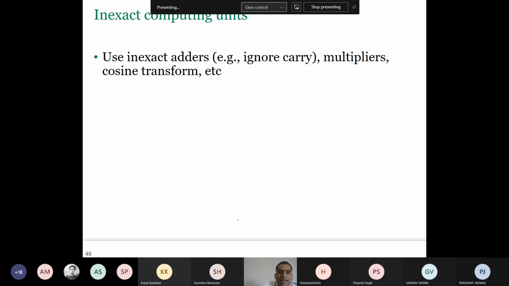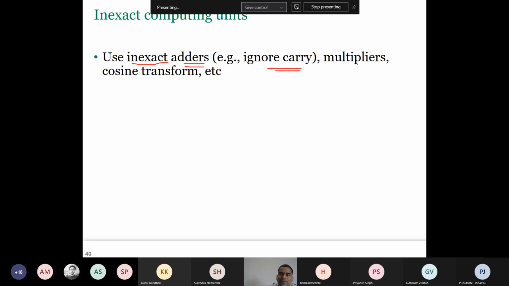Till now we have mostly been talking about approximate algorithms or software. Now we'll discuss approximate hardware, also called inexact hardware. For example, in adders, suppose we ignore the carry. You have a full adder, but you ignore the carry. So your result will be wrong. But because you have ignored the carry, you can do your computations faster.